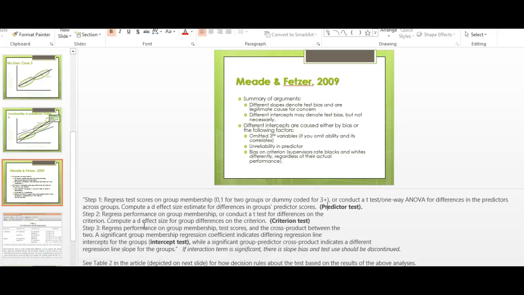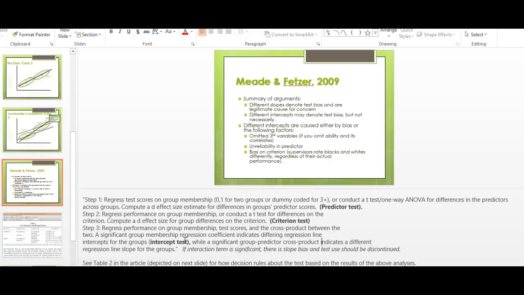Okay, so regress performance on group membership, which, remember, is 0, 1 again, or we dummy code for the 3 or more groups, the predictor scores, and finally the cross product, and we can do centering if we want to. Centering doesn't change the results, but it can help with interpretation. And then we look at the output, and the first thing we look at is that interaction term, and if it's significant, there is slope bias in our test, and the test should be discontinued. So we're in violation of the law at that point and need to revamp our test or get a new one.